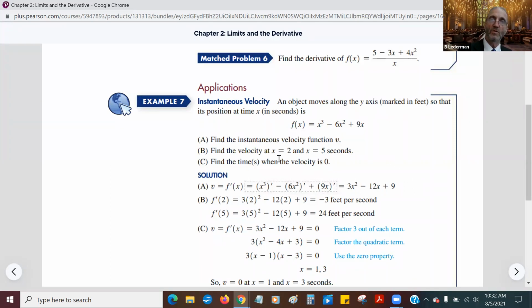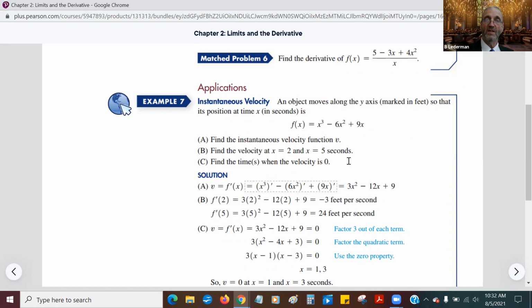Find the velocity at x equals 2 and x equals 5 seconds. Well, all I got to do now, and they mean instantaneous velocity, all I got to do is take 2 and 5, plug it into this new derivative formula, which I just got. Not the original function, but the derivative function, 3x squared minus 12x plus 9. Plug in 2, I get negative 3. Plug in 5, I get positive 24, and power done.